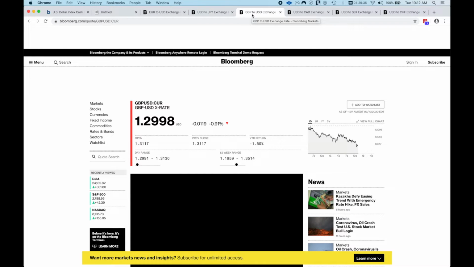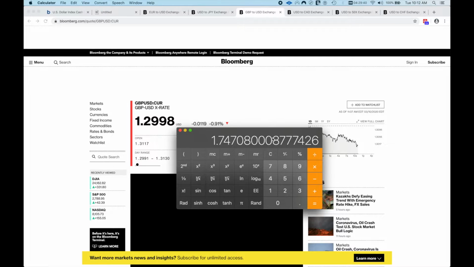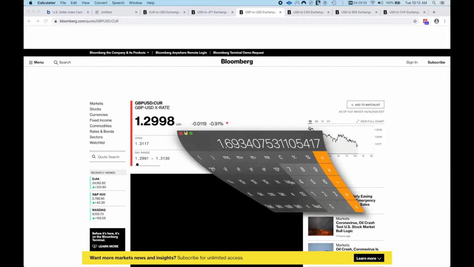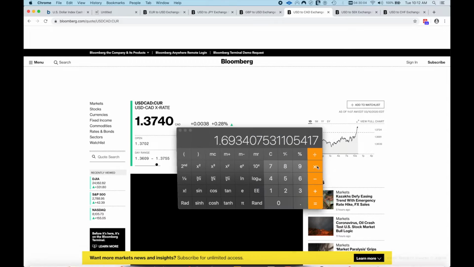Following this, it's going to be the British pound, which is going to be another negative exponent. So you're going to multiply this by 1.2998, or the value of the pound, to the negative 0.119. Let's make that negative here. 1.6934, and so on.